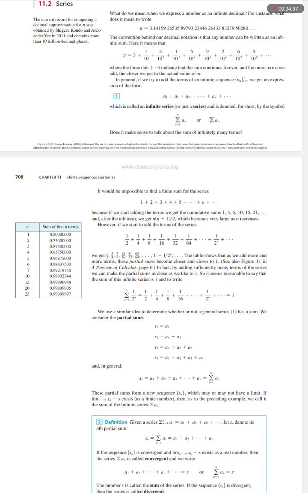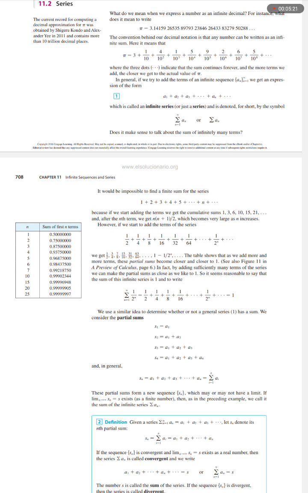In fact, by adding sufficiently many terms of the series, we can make the partial sums as close as we like to 1. So it seems reasonable to say that the sum of this infinite series is 1, and to write the sum from n equals 1 to infinity of 1 over 2 to the power n equals 1/2 plus 1/4 plus 1/8 plus 1/16, all the way through 1 over 2 to the power n, and so on, equals 1.